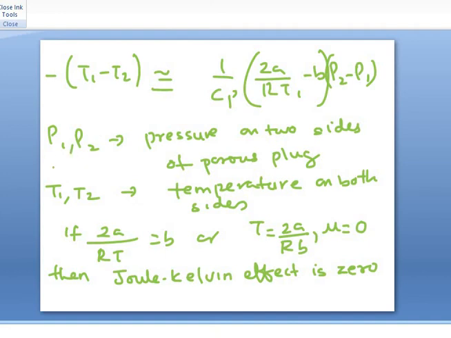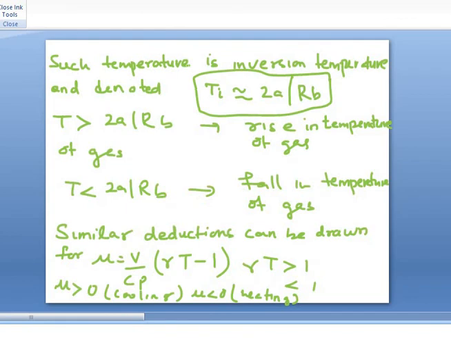No issues. Now P1, P2 are the pressures on two sides of the porous plug, and T1, T2 the temperatures on both sides of the porous plug. Here 2A by RT is a critical term, and if 2A by RT is equal to B, then this whole right hand side term goes to 0. And then this mu is 0. That is, the Joule Kelvin effect is 0. Normally what will happen is, this is known as the inversion temperature. 2A by RB is the inversion temperature. If T is greater than 2A by RB, there is a rise in temperature of the gas. If T is less than 2A by RB, there is a fall in temperature of the gas.